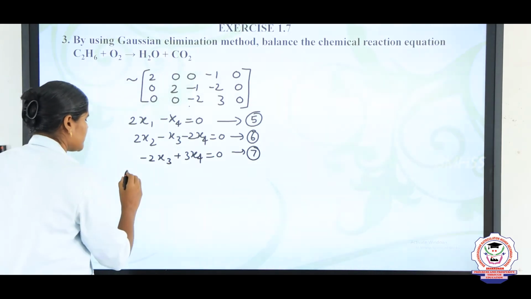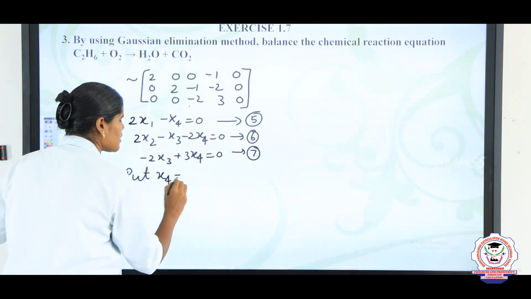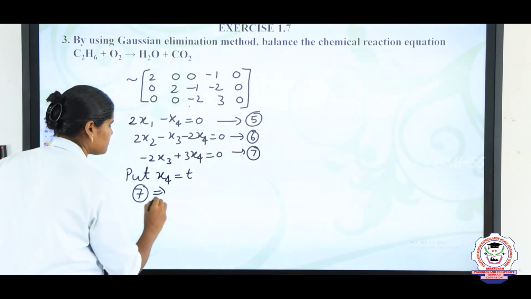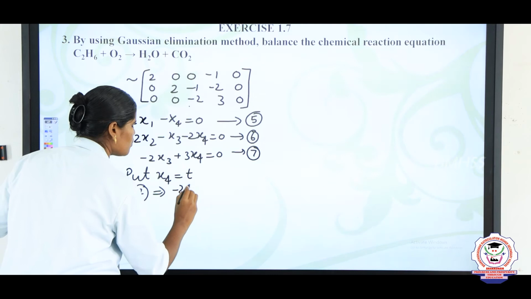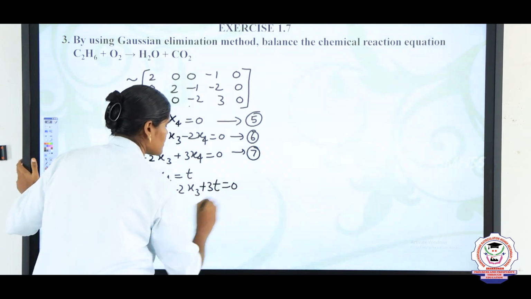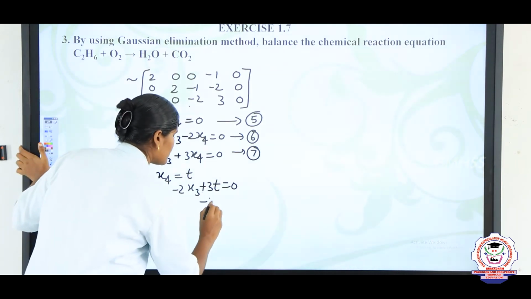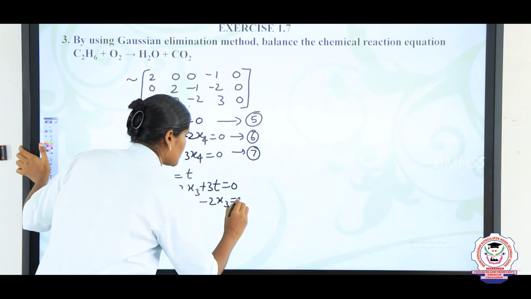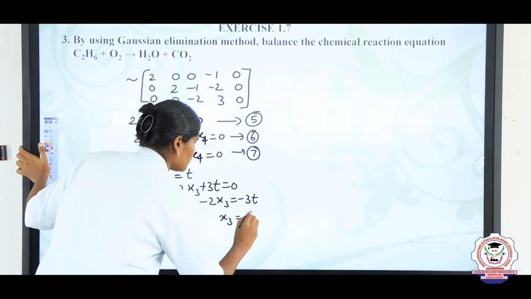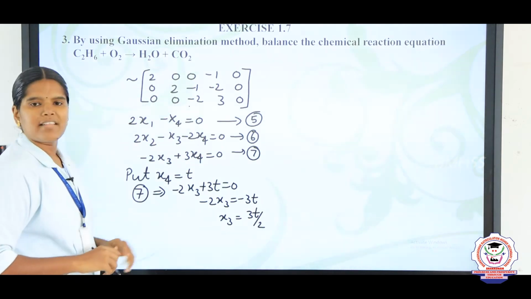So put x4 is equal to t. From equation 7 we get minus 2x3 plus 3t which is equal to 0. So take this 3t to the opposite side, then we get minus 2x3 is equal to minus 3t. So x3 is equal to 3t divided by 2. So this is the value for x3.